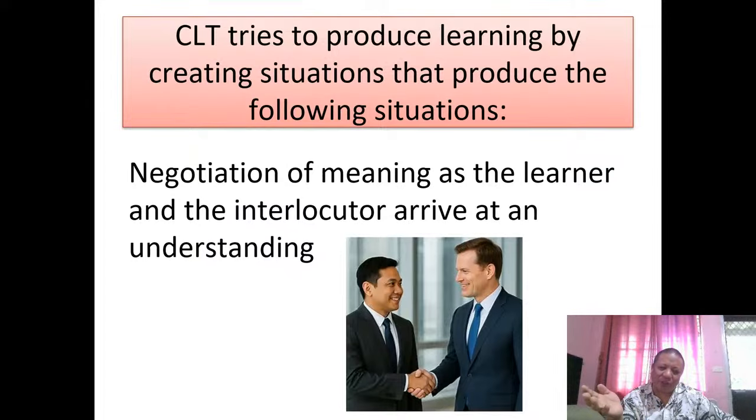So there's clarification. There are strategies used in order to produce meaning, to be able to express your meaning, and to be able to receive, derive the meaning from other people. So that's negotiation of meaning. Remember, class, according to interactionists, negotiation of meaning is what really produces comprehensible input. Negotiation of meaning is what makes the input comprehensible.